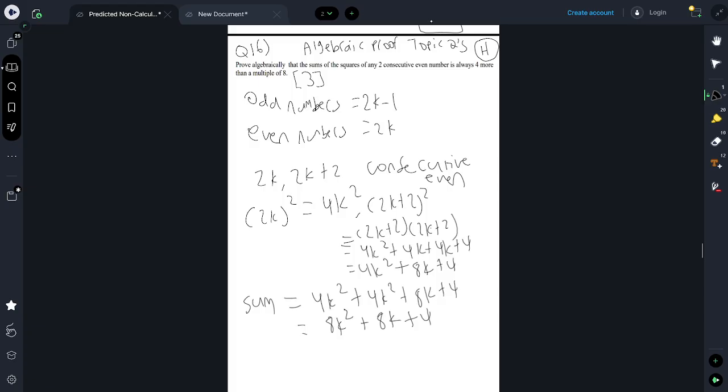So the strategy is consider odd and even and factorise to get a multiple out. Well, 4 more than the multiple of 8. Well, we're adding 4 here. And actually, these we can factorise to get 8 out, can't we? 8 times k squared plus k. So this is an integer. So 8 times a number, that's a multiple of 8. So that's our proof.